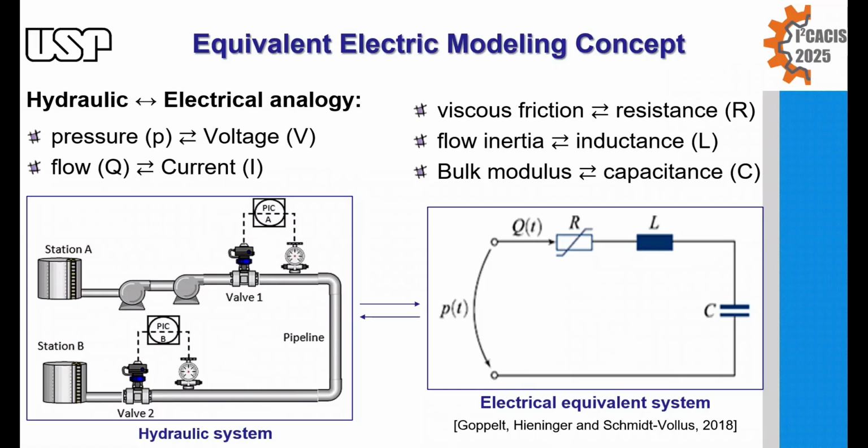In this analogy, pressure corresponds to voltage, flow to current, frictional losses to resistances, fluid inertia to inductances, and fluid compressibility, the bulk modulus, maps into capacitances. This modular representation provides an intuitive basis for analysis and implementation in general-purpose computational platforms.